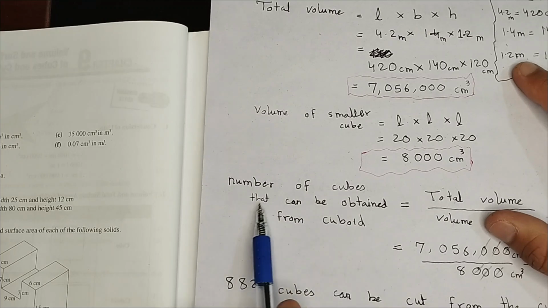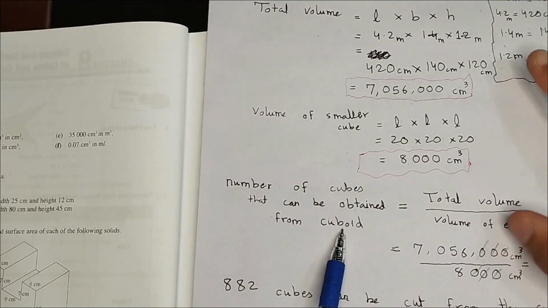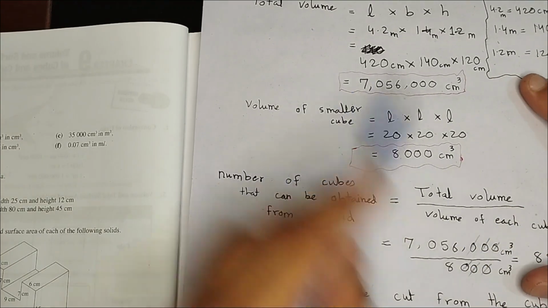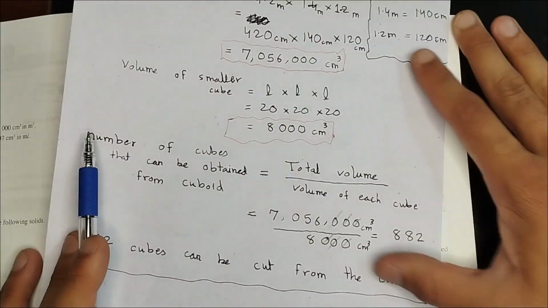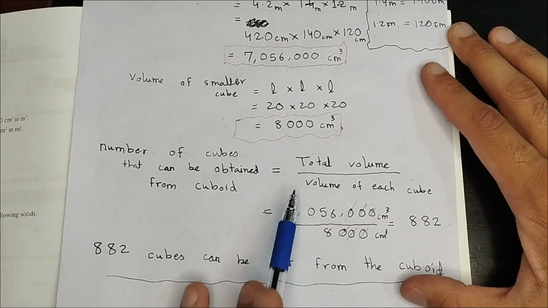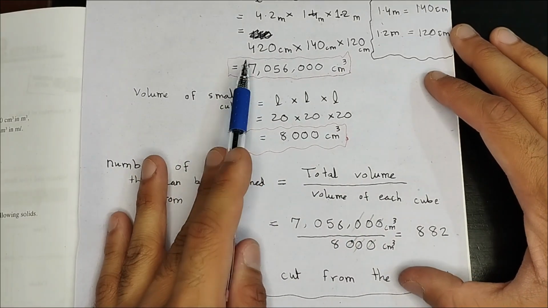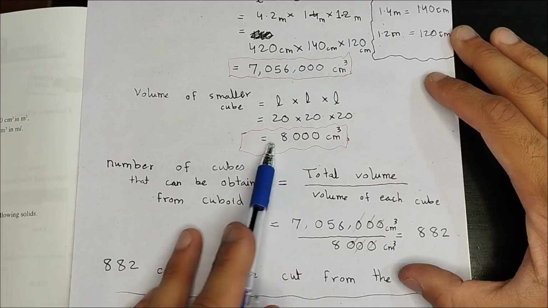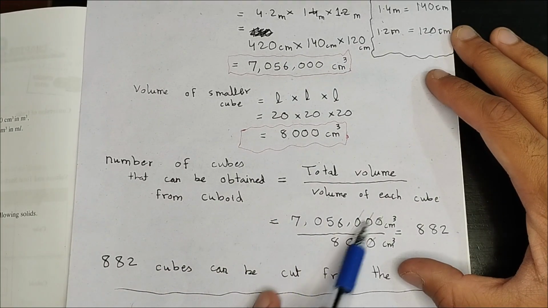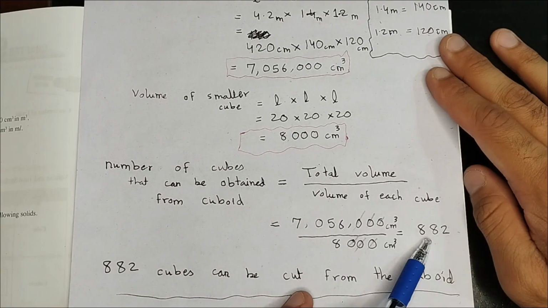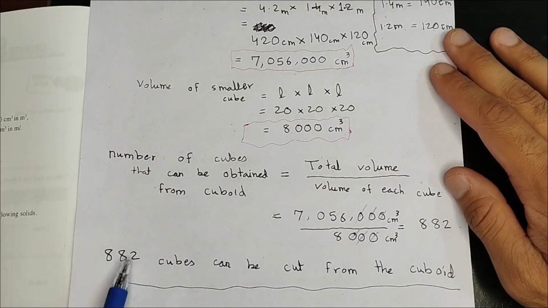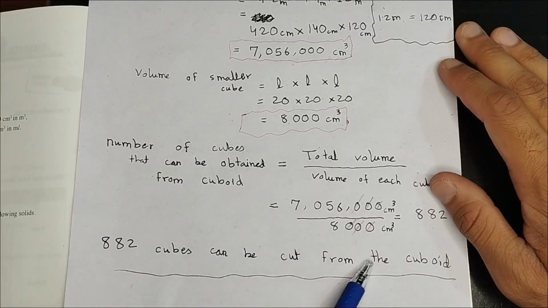So the number of cubes that can be obtained from the cuboid by cutting it is going to be the total volume of the cuboid divided by the volume of each cube, right? The total volume, we already know, is 7,056,000. So we're going to divide it by 8,000, right? And we cancel out the zeros. You just have to divide 7,056 by 8. You'll get 882. This is the number of cubes that can be cut from the cuboid, okay?